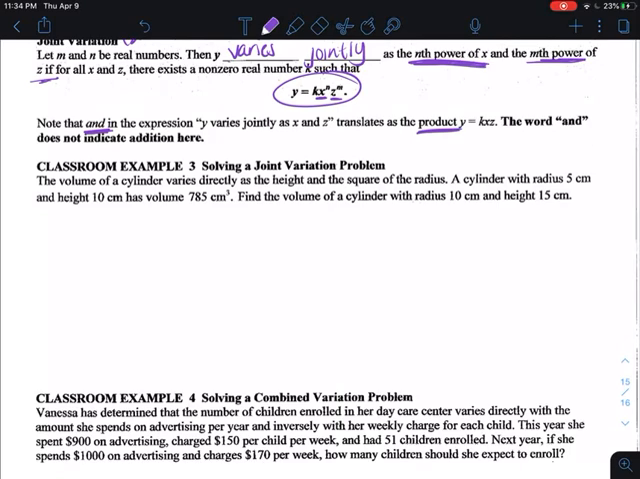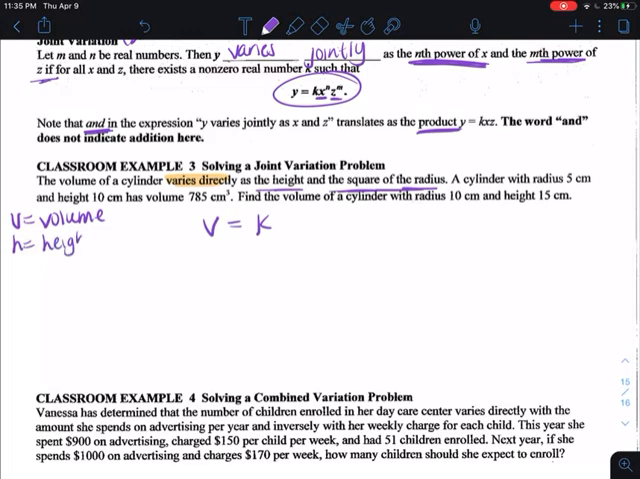So it says the volume of a cylinder varies directly. So bam, I'm automatically going to stop there and see what's going on. So this is varies directly. The volume of a cylinder. So I'm going to let V represent my volume. So V equals k. And it says varies directly. So that means whatever follows this varies directly is going to go right beside the k. So it says varies directly as the height and the square of the radius.